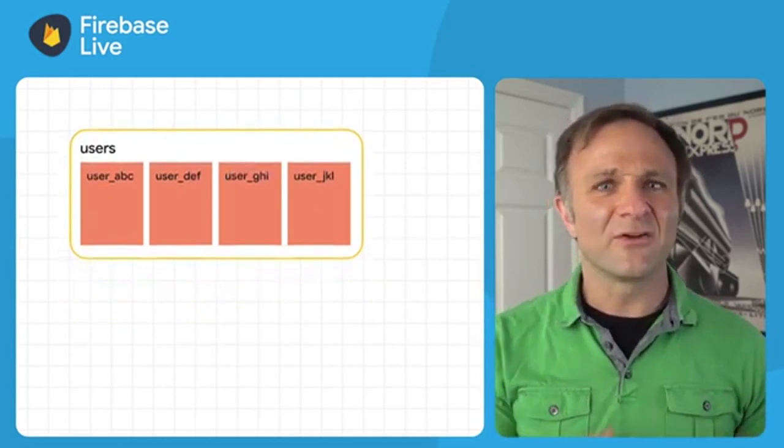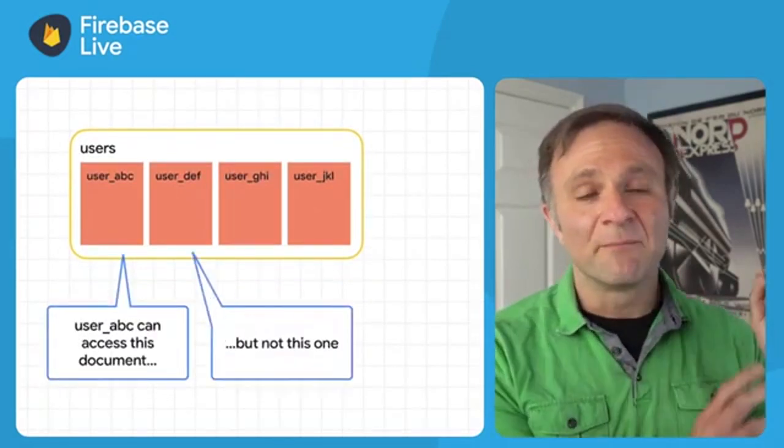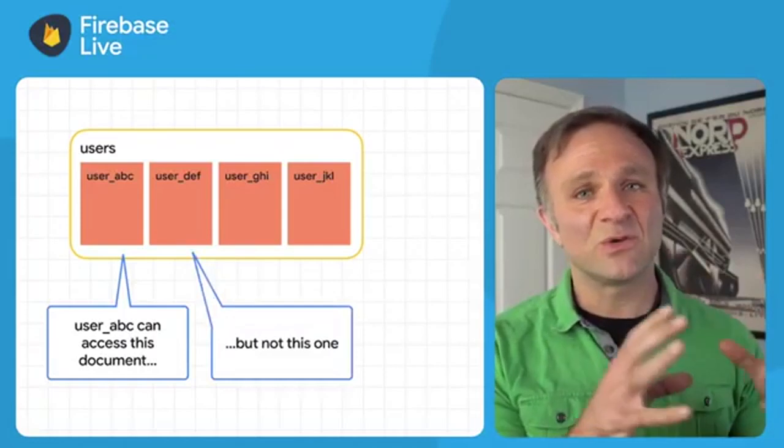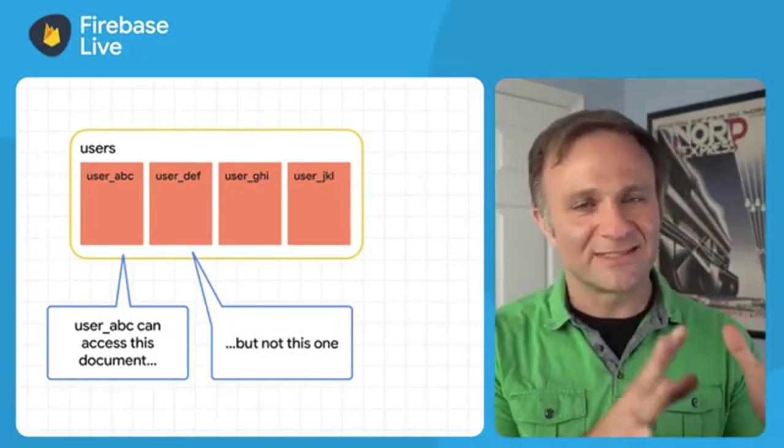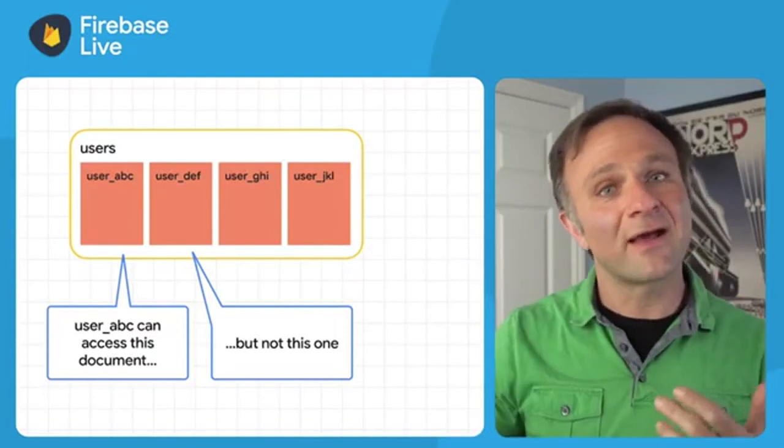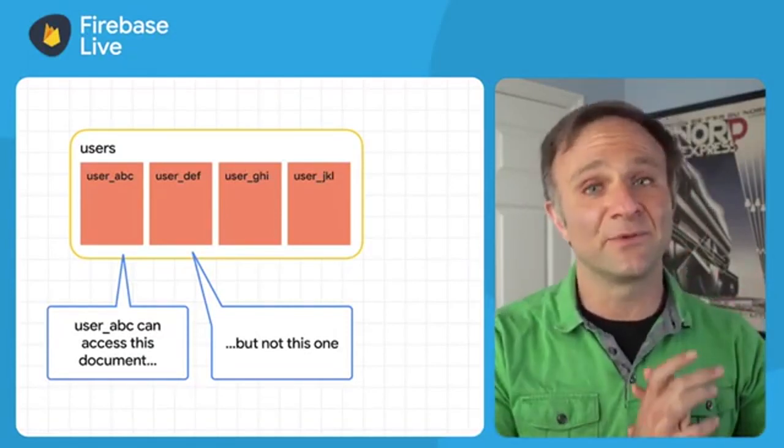So we probably want to say here that a user can write to a user document, but only if the ID of that document is equal to their user ID. This pattern of only letting a user access a document that has the same ID as their ID is very common in security rules, so this is a good example to cover.